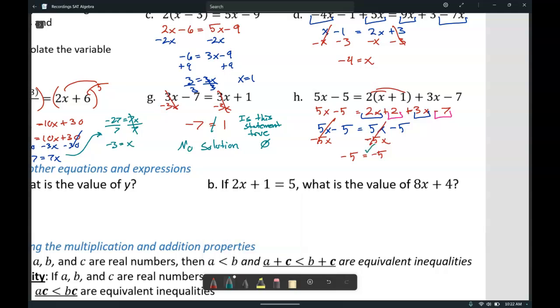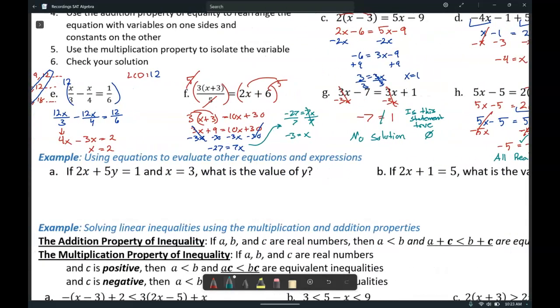And so what this means is it doesn't matter what value of x we plug in, it will always be a true equation. And so this, instead of being no solution, we actually have all solutions. Our solution is all real numbers.